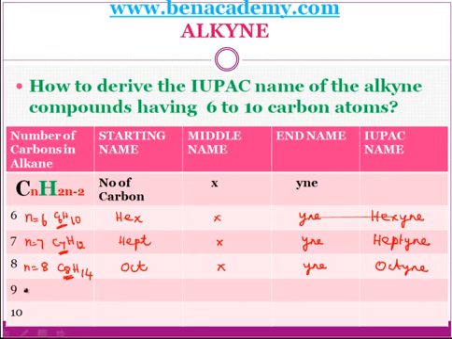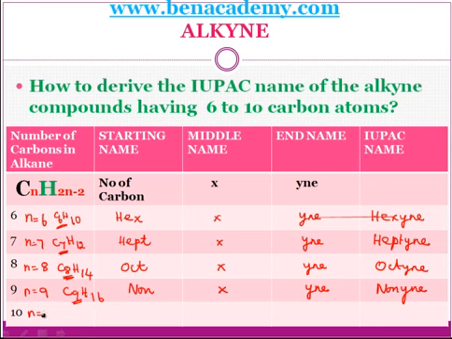Then, if the number of carbons is 9, then you will get C9H. 2 times 9 is 18, 18 minus 2 is 16. And if the number of carbons is 9, it is called non. In physics you would have learned nanometer, which means 10 to the power minus 9. So, 9 denotes non. There is no middle name for this, and the end name is always yne. Therefore, the IUPAC name of this compound will be nonyne.